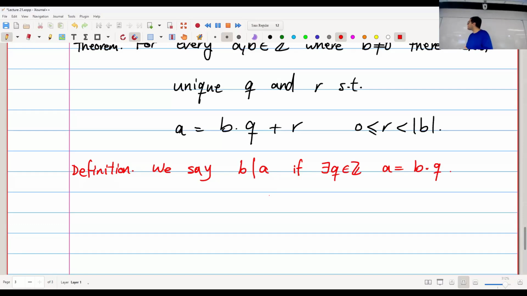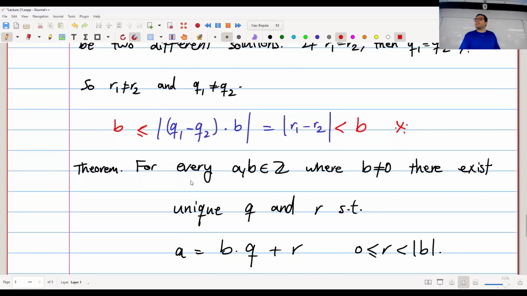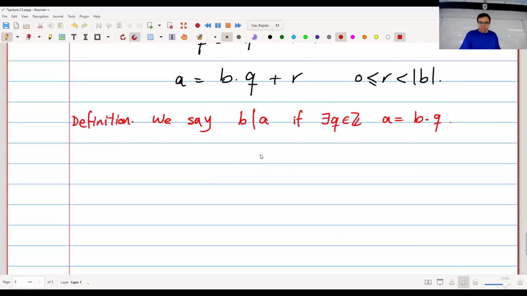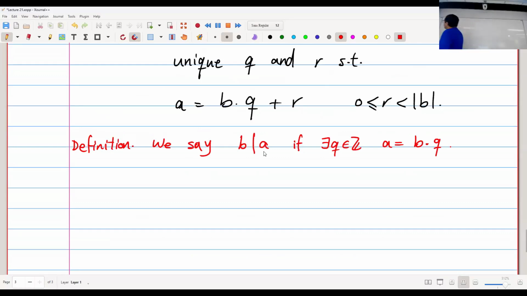Okay. So this is not exactly the same as before, because by this definition, 0 is a multiple of 0 and 0 is a divisor of 0 and so on, but we didn't really have division by 0 here, right? So generally, when I say B divides A, I mean that A is a multiple of B. So we use this definition. There exists some Q such that A is B times Q.